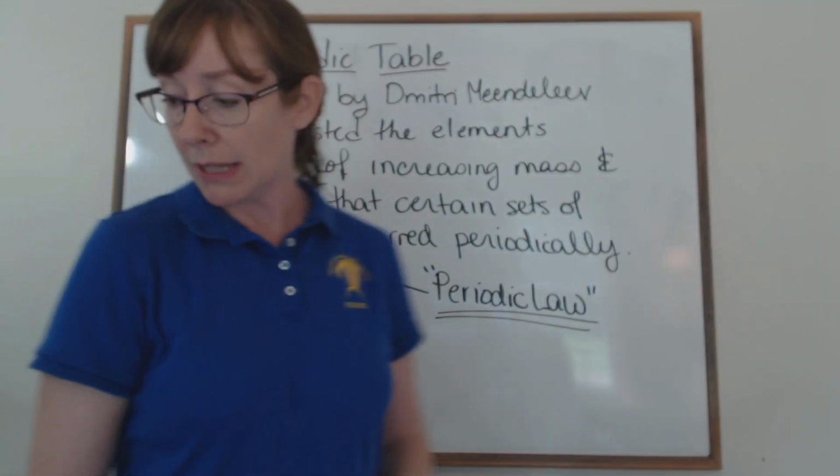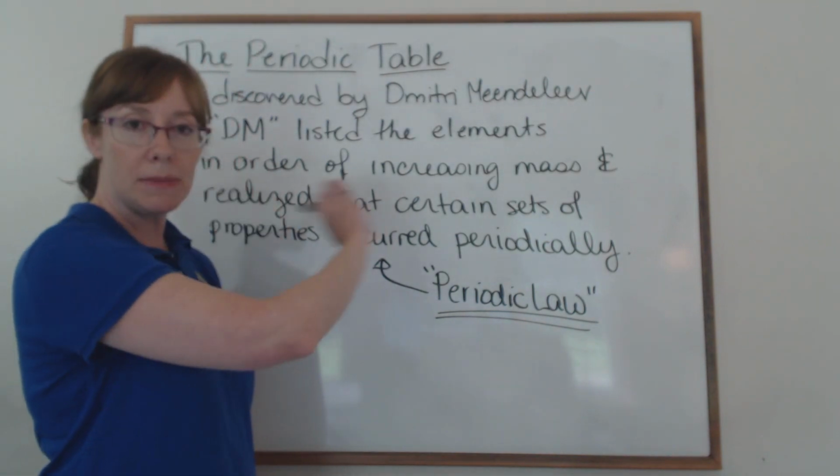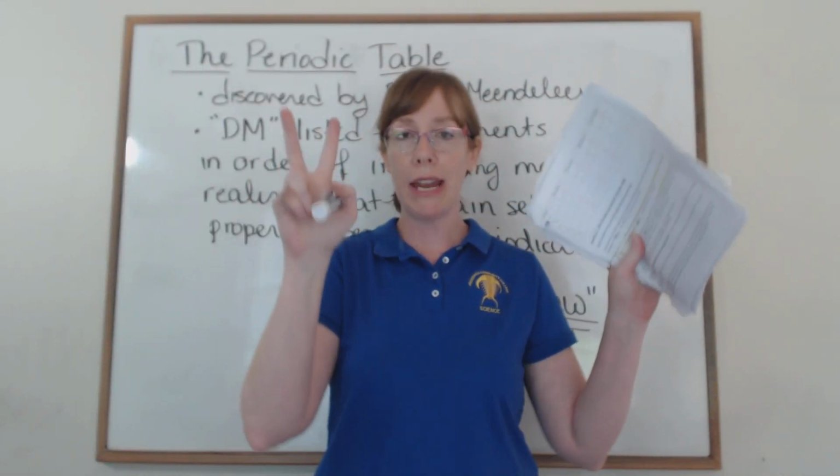So Dmitry Mendeleev was the man. He discovered this concept of the elements having these periodic properties, and then they just started arranging it in what we call the periodic table.